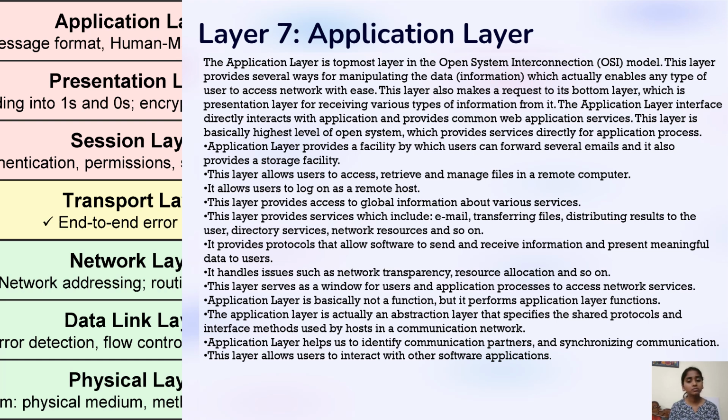This layer provides services which include email, transferring files, distributing results to the user, directory services, network resources, and so on. It provides protocols that allow software to send and receive information and present meaningful data to users. It handles issues such as network transparency, resource allocation, and so on. This layer serves as a window for users and application processes to access network services.